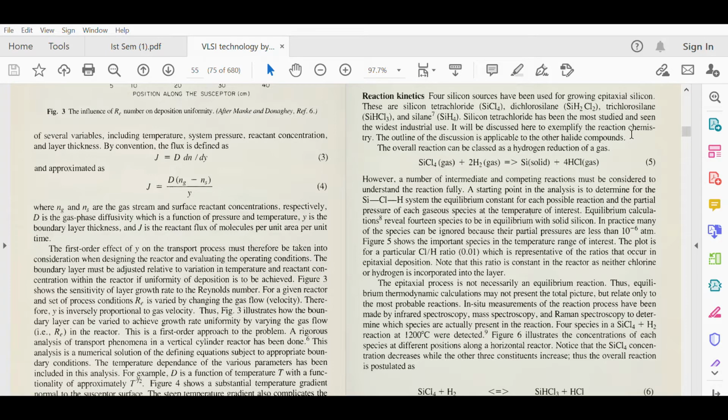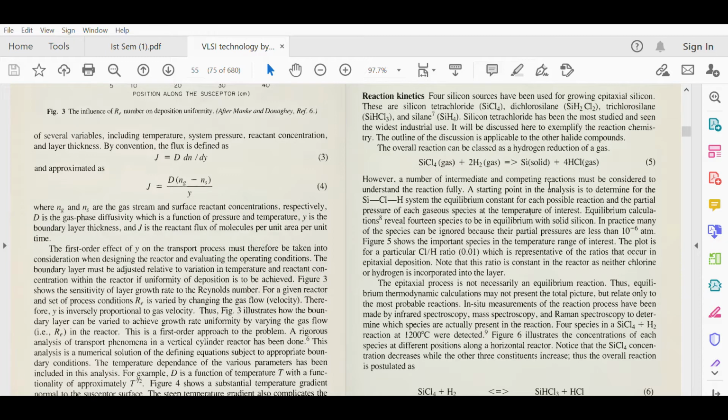The overall reaction can be classed as a hydrogen reduction of the gas: SiCl4 + 2H2 = Si + 4HCl. So silicon will come out as the solid and the hydrogen chloride gas will be the gaseous material. So we are basically concerned with the solid material, that is the silicon. However, a number of intermediate and competing reactions must be considered to understand the reaction fully.